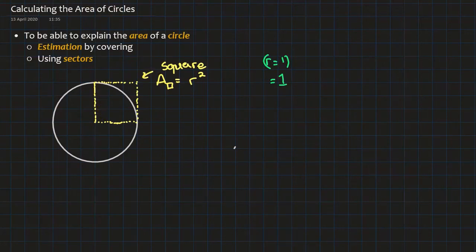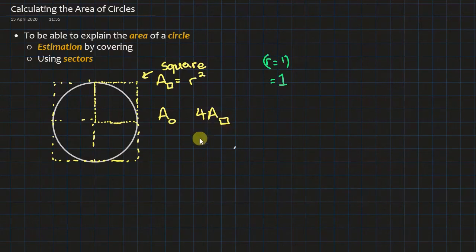So the first part of our reasoning is I can put 4 of those squares and they will just cover the circle. So the area of the circle is related to 4 areas of the square, 4r squared, or the area of the circle has something to do with the number 4. That's what we can say. Now, how is it related?